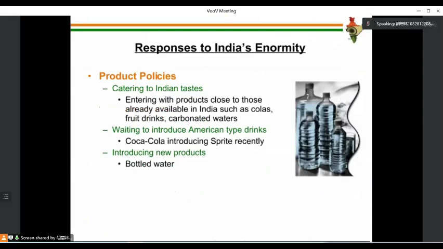And about their product policies, so they need to cater to Indian tastes. Also, when entering with product lines, they have to enter with products that fit the local taste, okay, such as colas, fruit drinks, and also carbonated waters. And they're also waiting to introduce a new American type of drink, okay, like for example, Sprite. Okay, Sprite is the new type of drink that was introduced by the Coca-Cola company, and they were introducing new products. Okay, instead of the traditional canned drink, they also introduced a bottled drink like that.